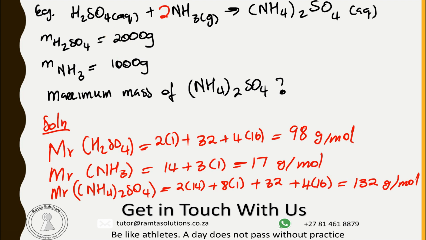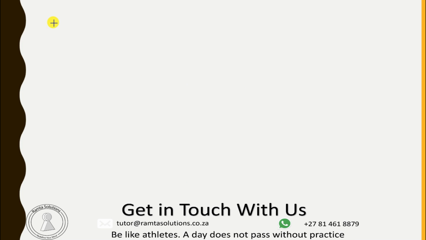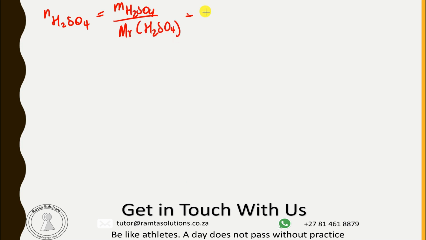All right. Now let's find the number of moles of sulfuric acid. The number of moles of sulfuric acid will be the mass of sulfuric acid over Mr sulfuric acid. Right? What is it? It is 2000 grams over 98. I'm going to write it correct to 2 decimal places. 2000 divided by 98. So this is 20.41.